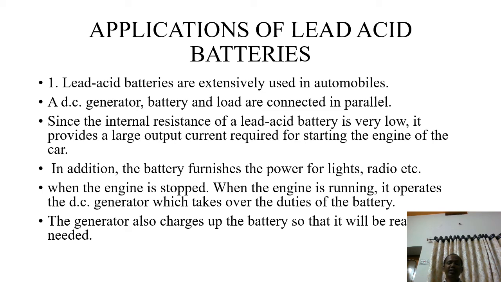A DC generator, battery and load are connected in parallel. Since the internal resistance of the lead acid battery is very low, it provides the large output current required for starting the engine of the car. In addition, the battery furnishes the power for light, radio, etc. When the engine is running, it operates the DC generator, which takes over the duties of the battery.